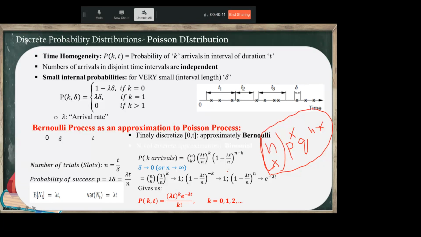Now as delta tends to 0, or n tends to infinity, it tends to the binomial. Delta tends to 0 means there is a very, very small probability. If the probability of success is very small and n tends to infinity, then this tends to 1, and this tends to 1, and this tends to e minus lambda. And here you can get the probability of k arrivals in time t as e minus lambda t times lambda t power k over k factorial. We are using Poisson distribution for k is 0, 1, 2, and that's how you can make a Poisson table of a Poisson distribution. Do you understand this?